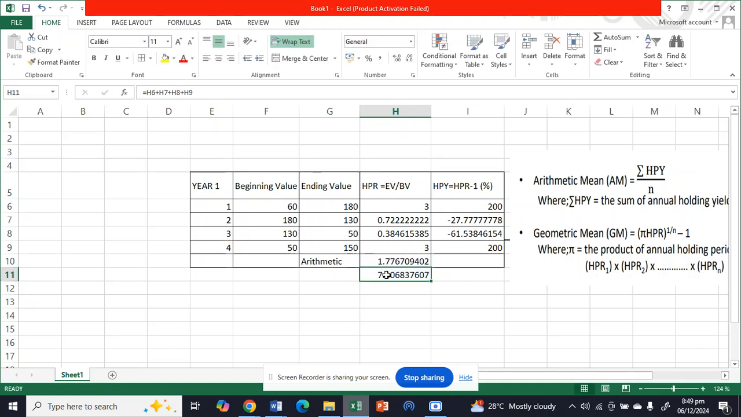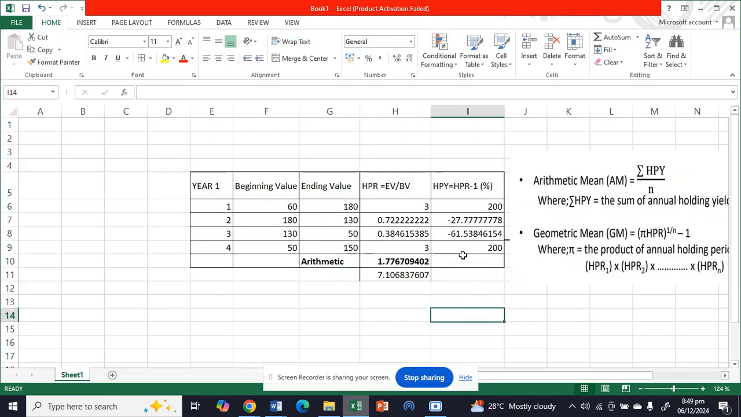So on average, our investment grew by 1.77 times its value. This is the average of the holding period returns.